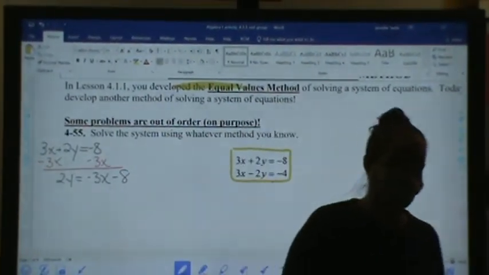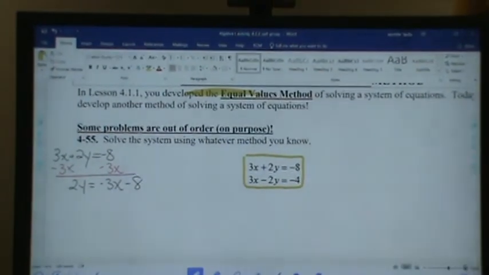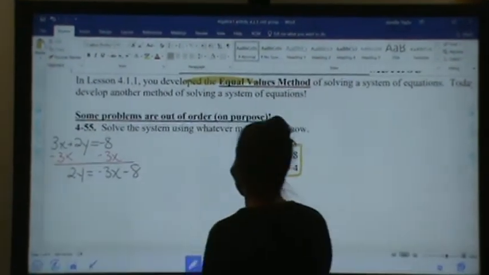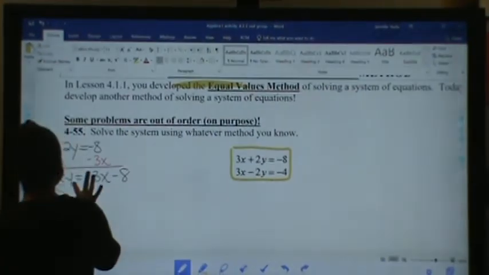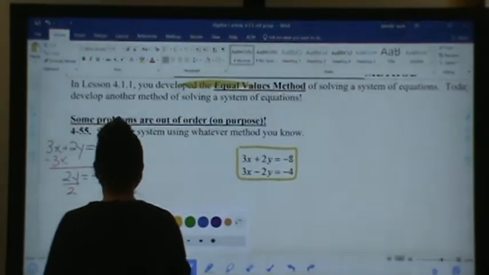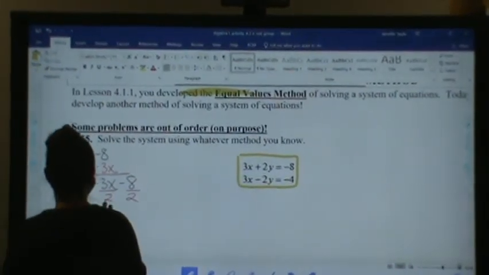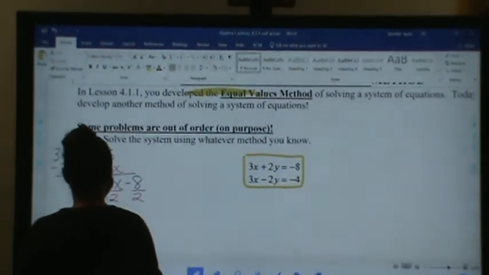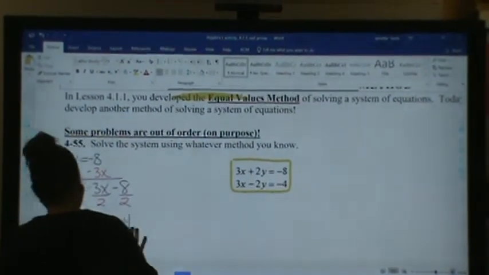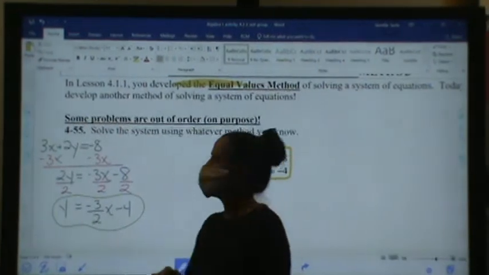Am I done? No, because I don't want what 2y is, I want what y is. So I'm going to divide everything by 2. And I'm going to circle this in green so you guys can see that's what it looks like.